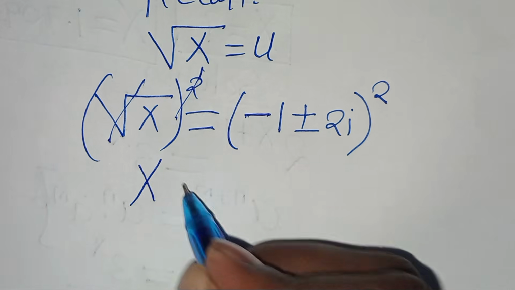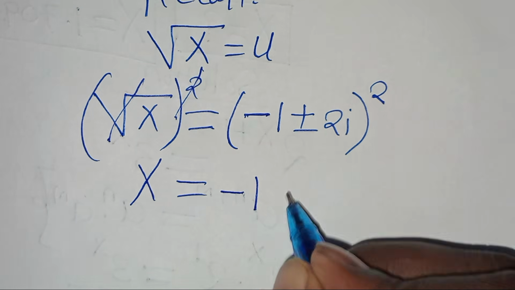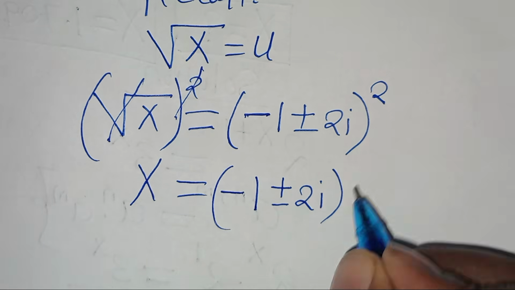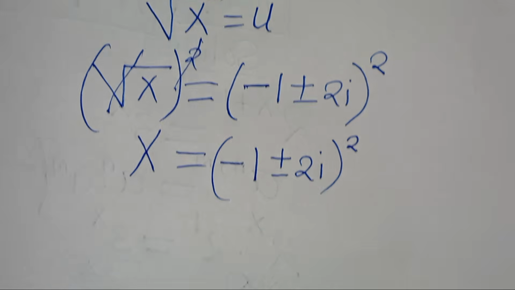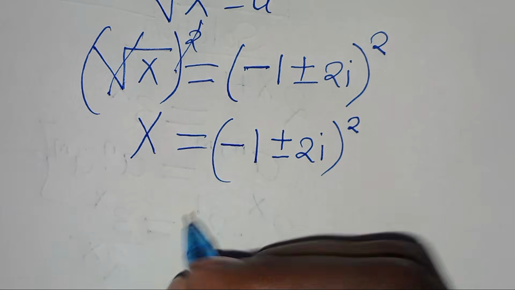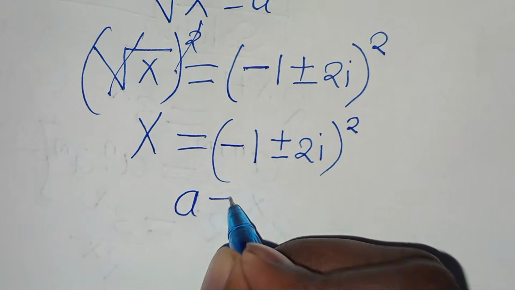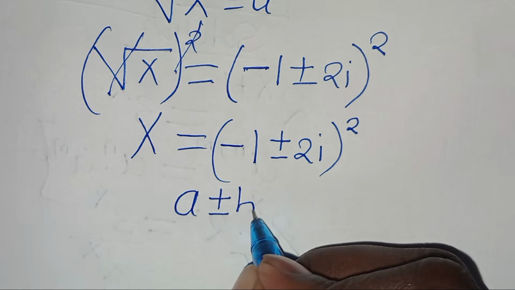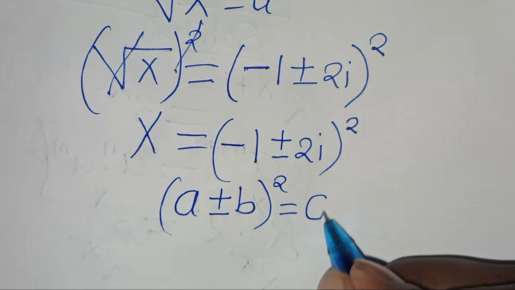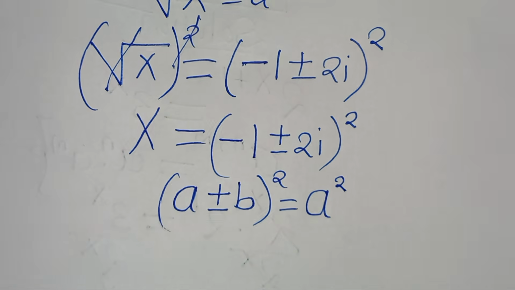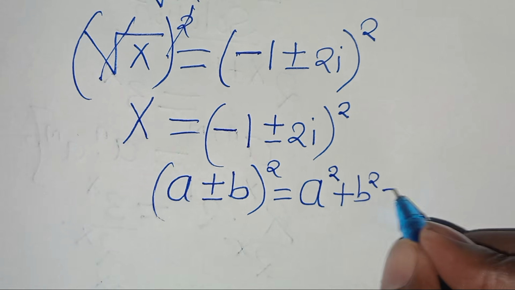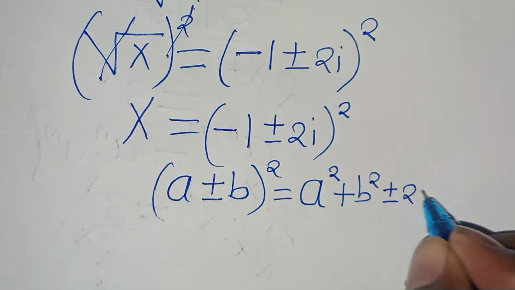So we have x is equal to negative 1 plus or minus 2i raised to the power of 2. So we have that minus 1 plus or minus 2i to the power of 2. This is of the form of a plus or minus b raised to the power of 2, which you can express as a raised to the power of 2 plus b squared, then we have plus or minus 2ab.